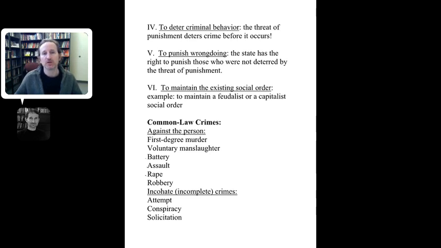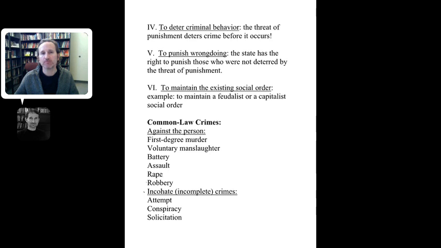In the past, rape was sexual violation of a woman against her will, and now there are new definitions of rape which may include sexual assault against men. But the common law traditional definition was always that rape was against women only. Okay, robbery, again, that's in your textbook. You'll be able to look that up.